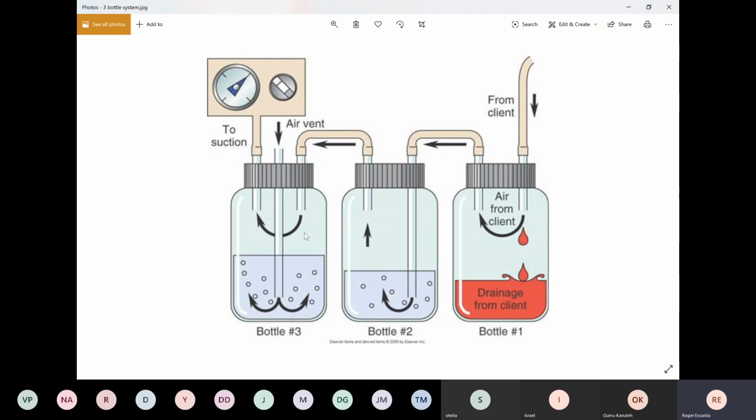And again, the third bottle must continually be bubbling. There should be bubbling here, which indicates that you have suction that is connected to the suction source. The patient can ambulate. The patient doesn't have to be connected to the suction source all the time.